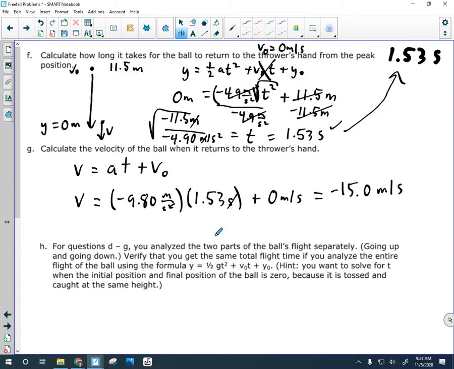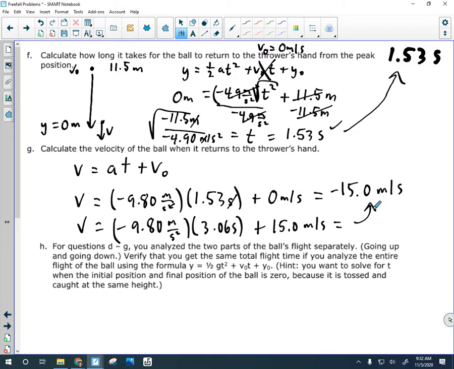So that's another way of solving this. I'll jot that down because you probably didn't hear it in the video. If we analyze the entire flight time, now that we know the entire flight time is 1.53 seconds plus 1.53 seconds, 3.06 seconds, the trick here would be if I'm analyzing the full flight time, my initial velocity is positive 15 meters per second. And you will get the same answer.